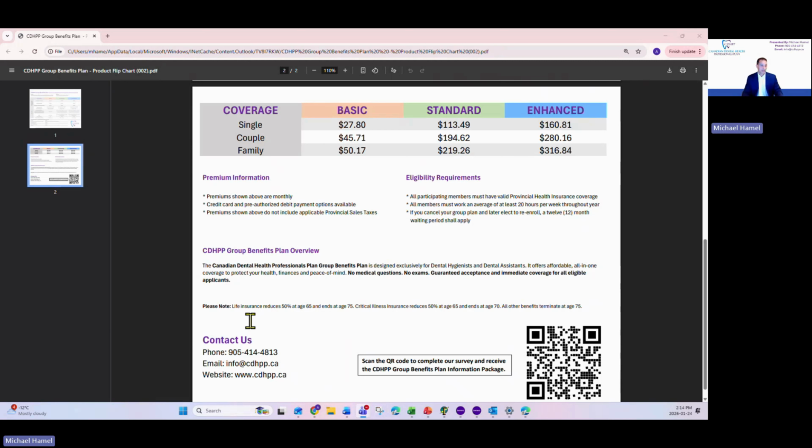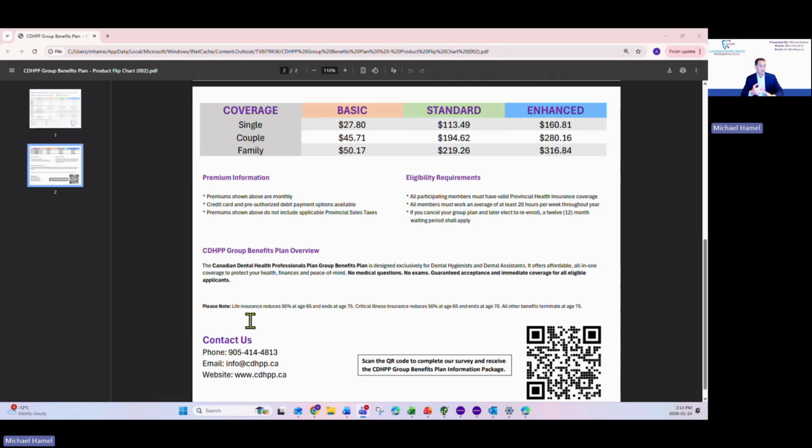For eligibility sake, you have to have a provincial health card in place. So you have to have, if you're in Ontario, your OHIP as an example, but as long as you have a provincial health card, you're going to qualify for the first stage. The second stage is you have to be working 20 hours on average per week throughout the year. We understand that some hygienists are going to be working maybe part-time. Some weeks are going to be flexible. Maybe some weeks are working 10 hours. Some weeks are working 30 hours. As long as on average you're working 20 hours per week throughout the year, you're going to qualify.